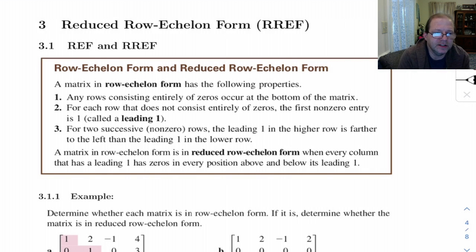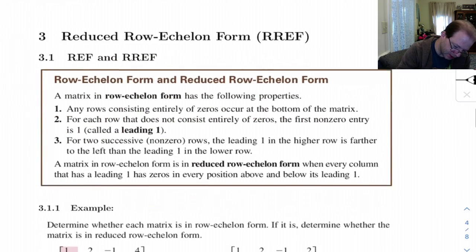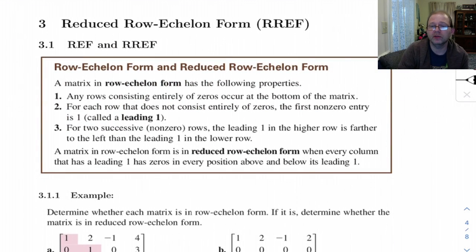The idea is reduced row echelon form, it's the best form a matrix can be put in for pulling the answer out. So, for example, if you had a system that has a unique solution, the reduced row echelon form is going to be one where you can just read that solution immediately off of it. But let's look at the definition.